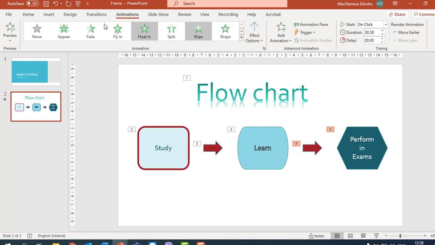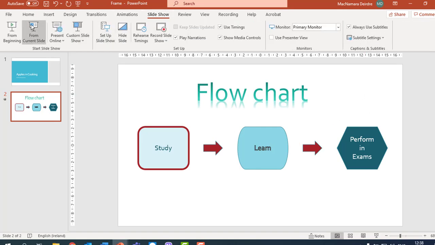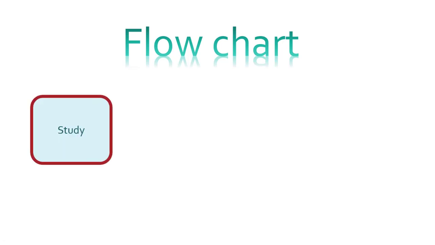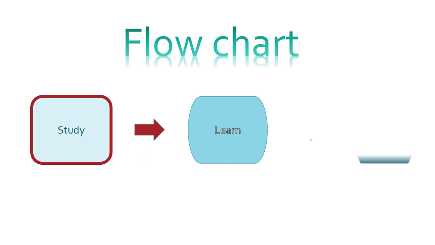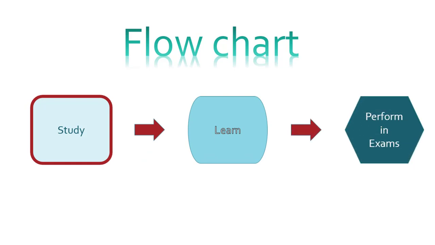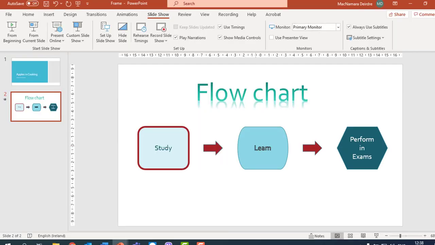If we run this as a slideshow now, and we go Slideshow From Current, you can see nothing appears initially. So when I click, the first item that we animated appears, and then I click again, the second item appears, click again, the two items that we animated together, and then we click again and another item appears. I'm going to hit Escape to come out of that.